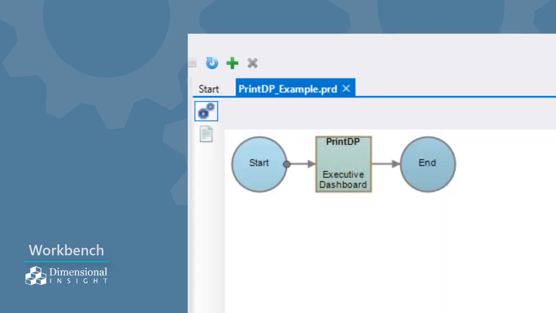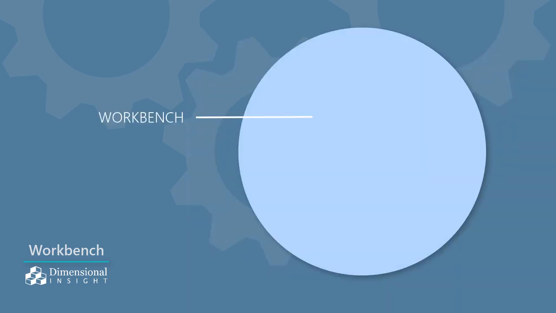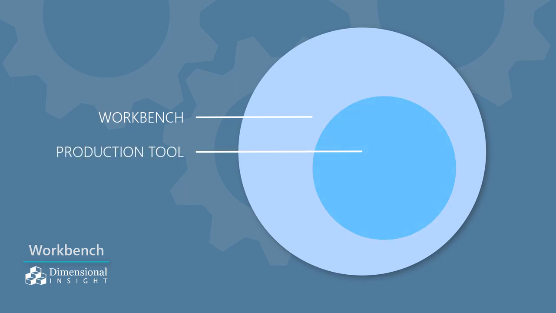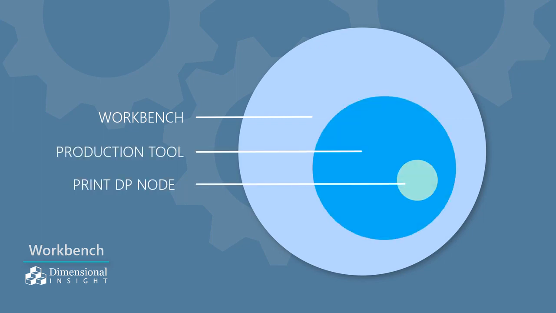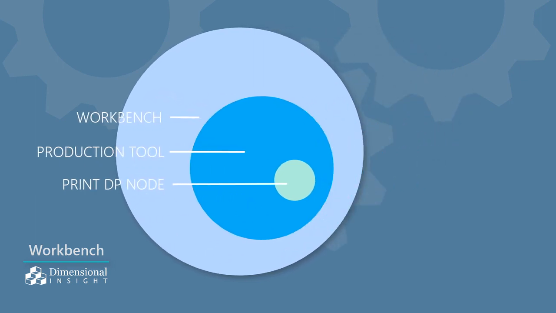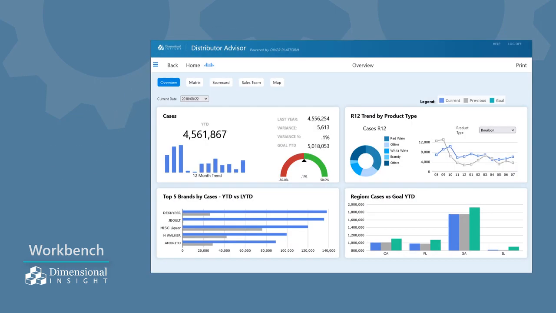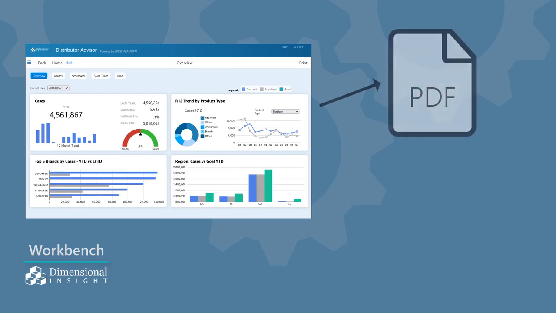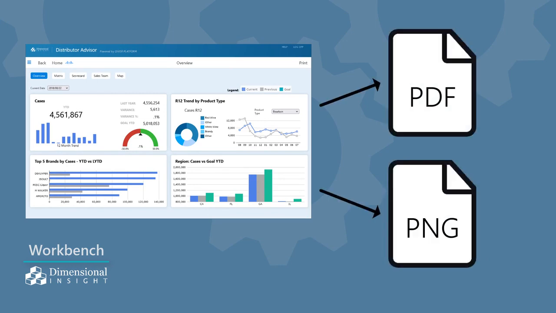Before you can use the Print DivePort Page process node to save a DivePort page as a file, you need to make sure that Workbench, and therefore the production tool and the Print DivePort Page process node, has access to two pieces of software, the executable programs WK HTML to PDF and WK HTML to image. These programs convert the information in the DivePort page into PDF and image form.